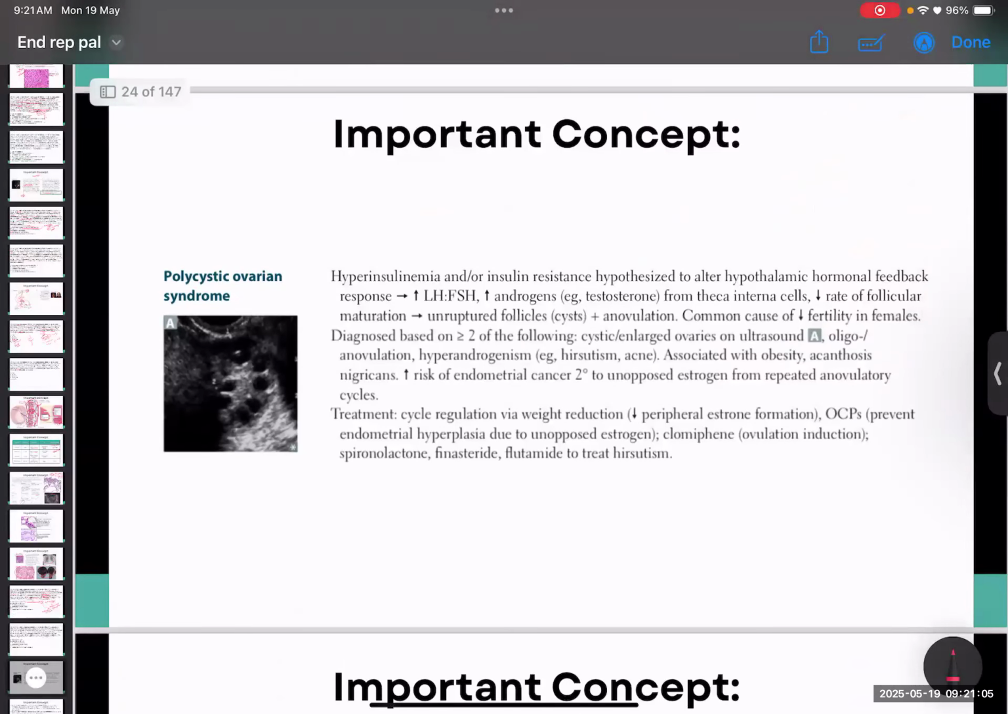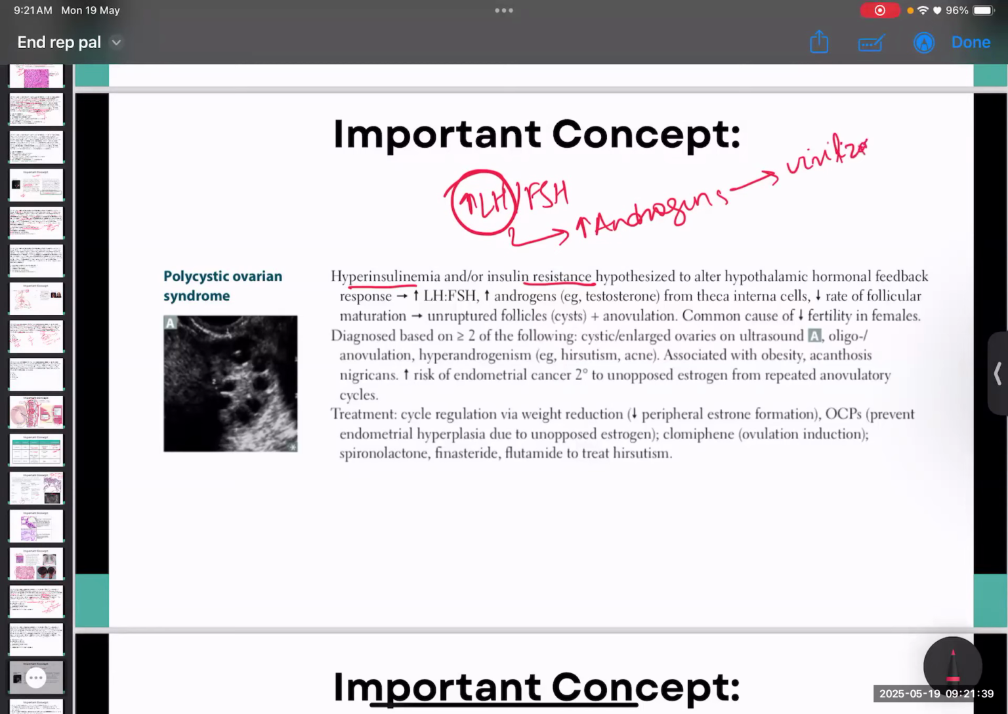So with polycystic ovarian syndrome, usually what you have is hyperinsulinemia or insulin resistance, okay? And genetics and diet, all of that play a role to kind of tilt the balance of LH and FSH. So now you have increased LH to FSH ratio. When you have increased LH to FSH ratio, that's going to act on your theca cells to produce a lot more androgens. Okay, these androgens are going to go and they're going to cause all of these virilizing symptoms like acne and hirsutism.